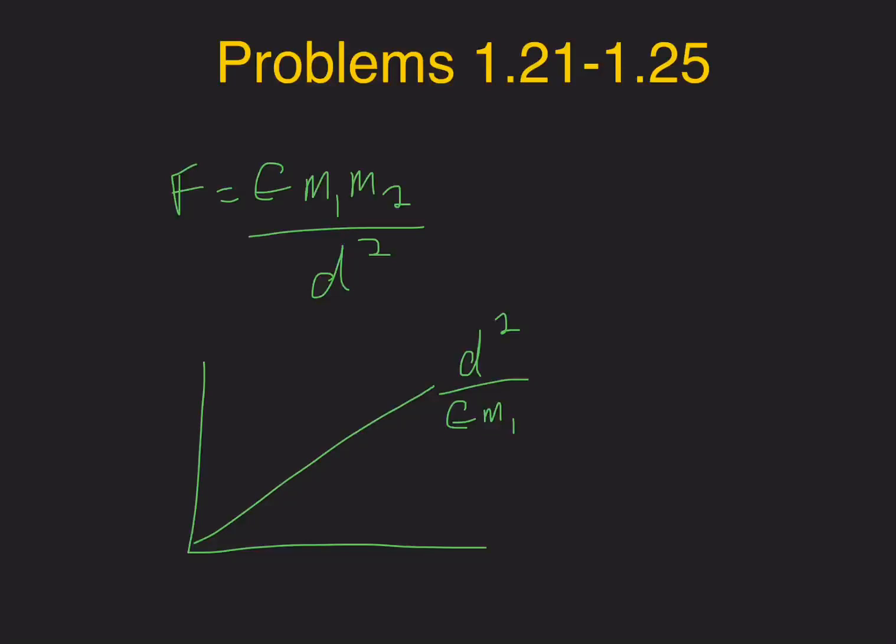Okay, so remember y equals mx plus b. And what do I need in the slope spot? Right here in the slope spot, I need d squared over G m1.